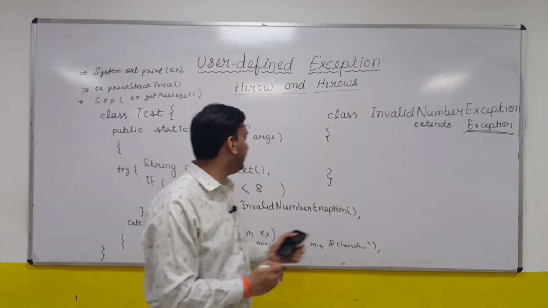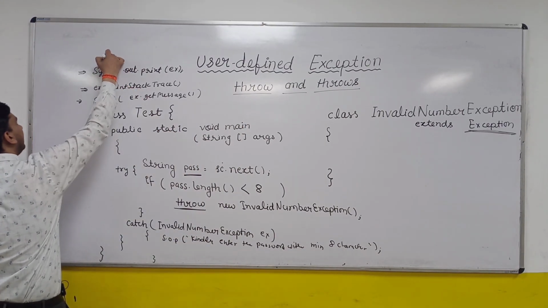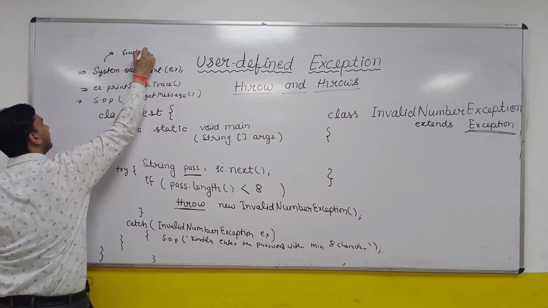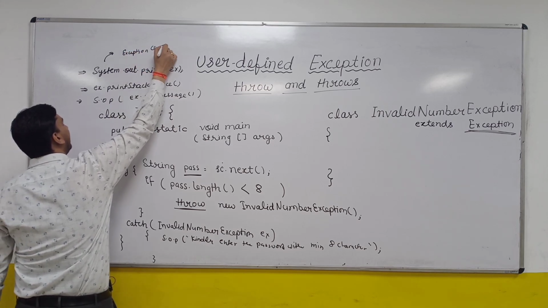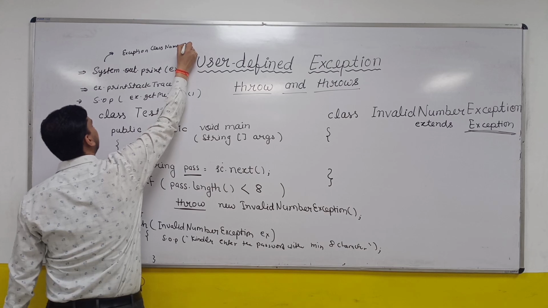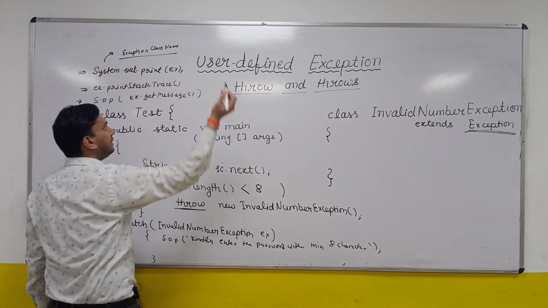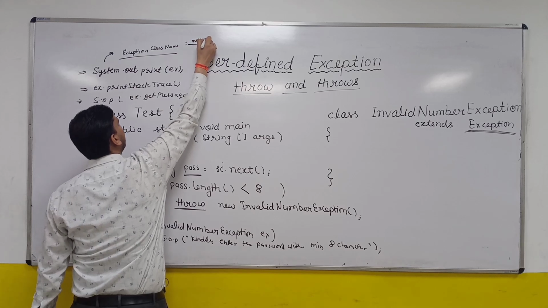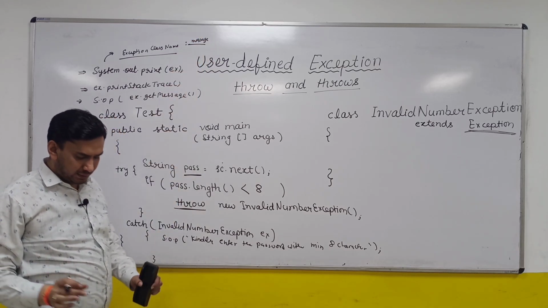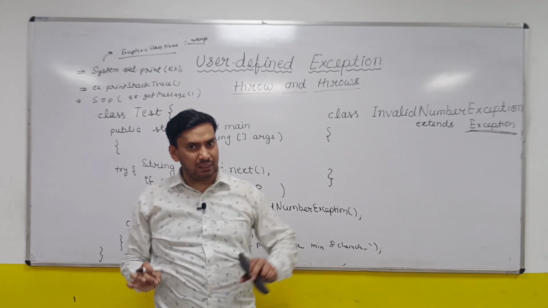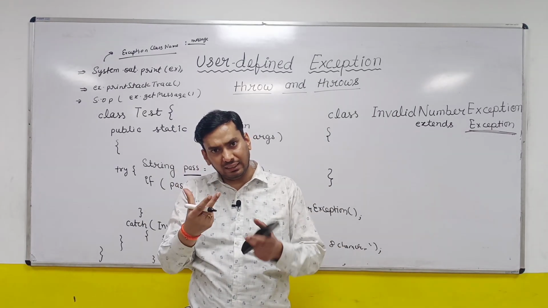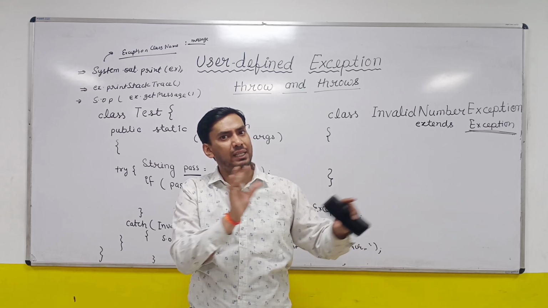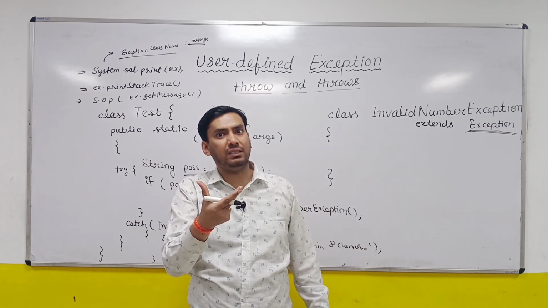The general nature of the toString method is that it will print the exception class name, and if there is some message, it will print the message here, right? So the general behavior of the toString method in the exception class is class name followed by colon followed by message. If there is no message, it will just print the name of the class.